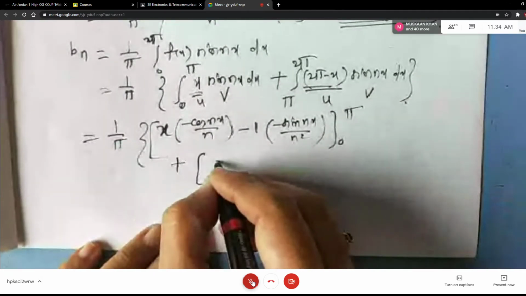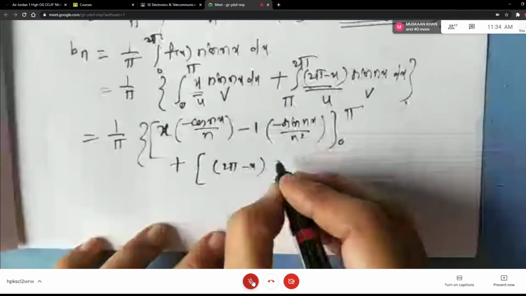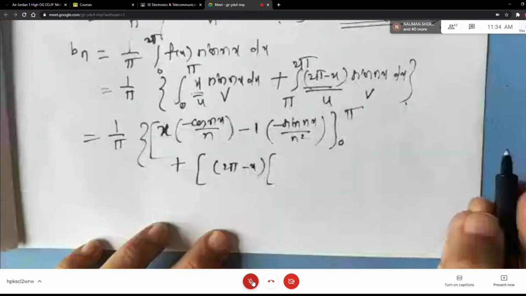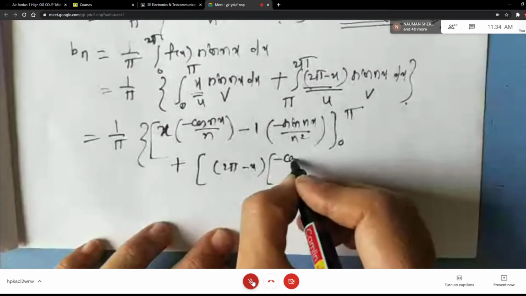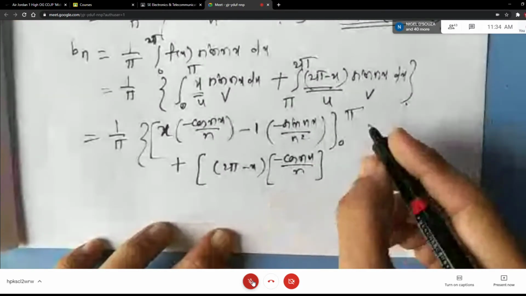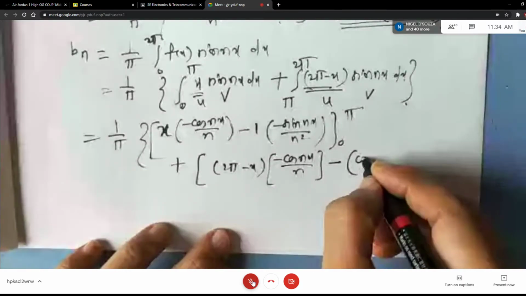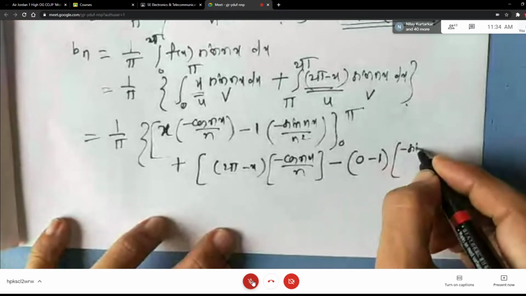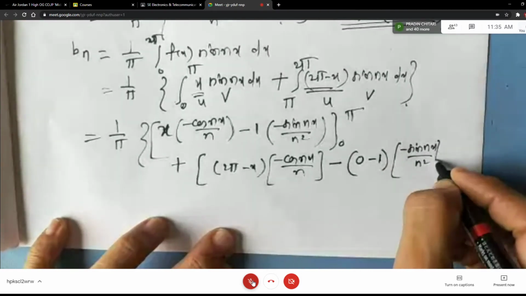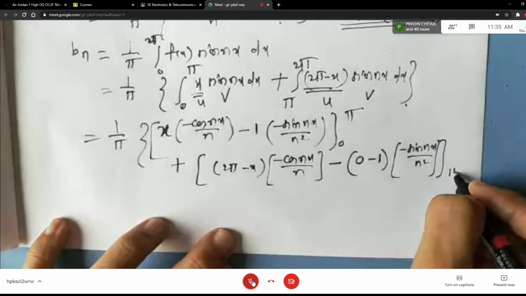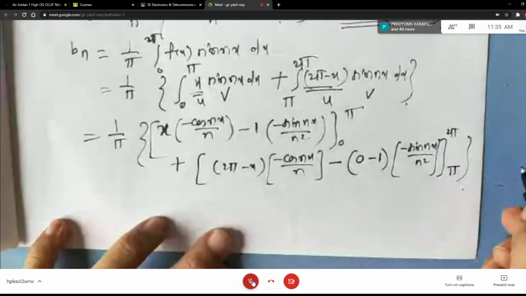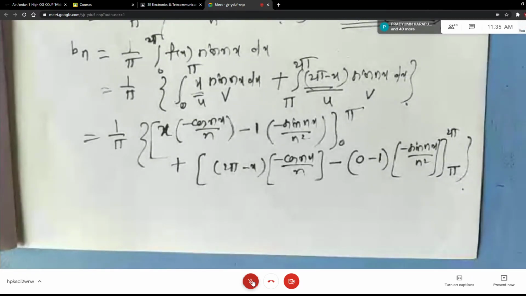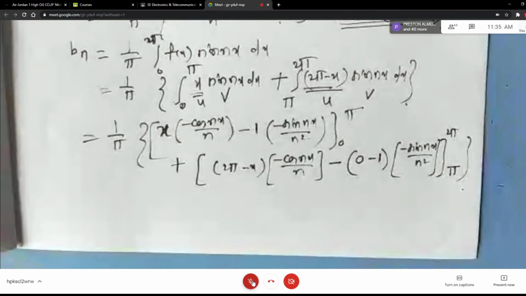Plus first function, integral of sine nx. Now I am writing integral of the second term is minus cos nx by n, minus derivative of 2 pi minus x, which is minus 1. Integral of this will be minus sin nx by n square. And then complete this bracket and the limits are from pi to 2 pi. So exactly the same thing I am doing, students, which I have done in the previous part to find an. I am using the integration by parts rule in general for both the integrals.